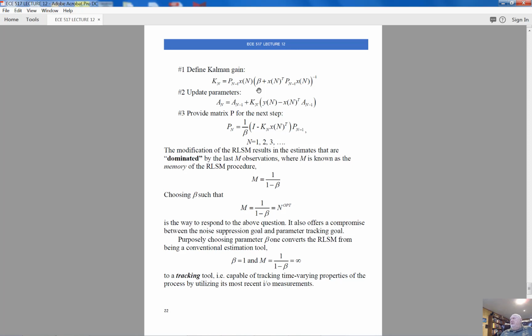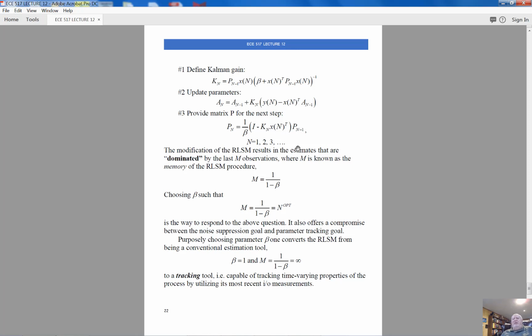It is greater than 0 and less than or equal to 1. When we update parameters, beta is not involved, but when we calculate matrix P for the next step, we use 1 over beta instead of 1 in front of this parentheses. And this beta is supposed to be applied at every step, at every iteration: iteration 1, iteration 2, iteration 3.